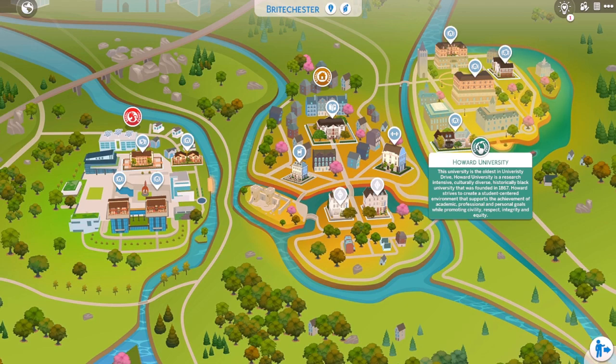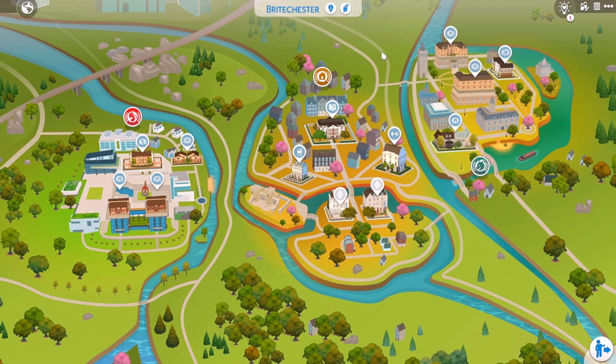So this text says, this university is the oldest in University Drive. Howard University is a research-intensive, culturally diverse, historically Black university that was founded in 1867. Howard strives to create a student-centered environment that supports the achievement of academic, professional, and personal goals while promoting civility, respect, integrity, and equity. So I really like how she kind of matched up the HBCU text overrides with how they would fit with the original universities in the game.